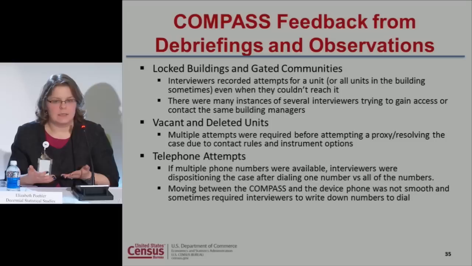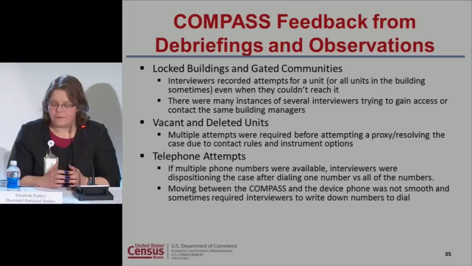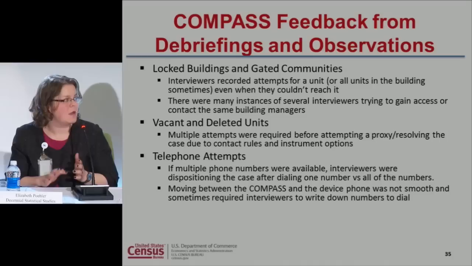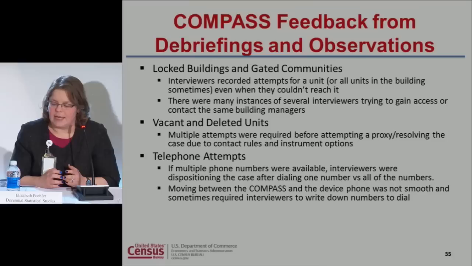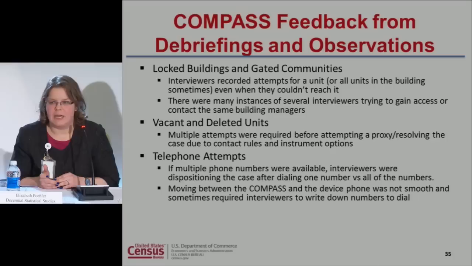And finally, for telephone attempts made by enumerators out in the field, so not CADI interviews, if multiple phone numbers were available, interviewers were dispositioning the case after dialing one number versus all of the numbers if the first number wasn't successful. Also, interviewers noted that moving between the Compass application and the phone application on their device was not smooth and sometimes required them to write down the numbers in order to make the correct phone call.